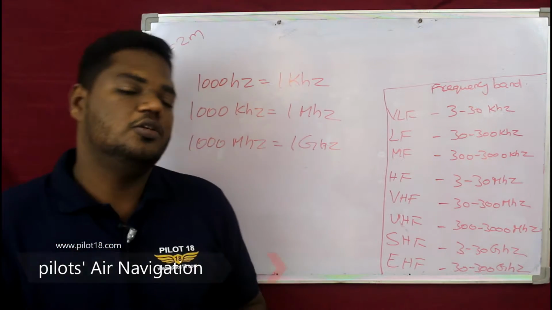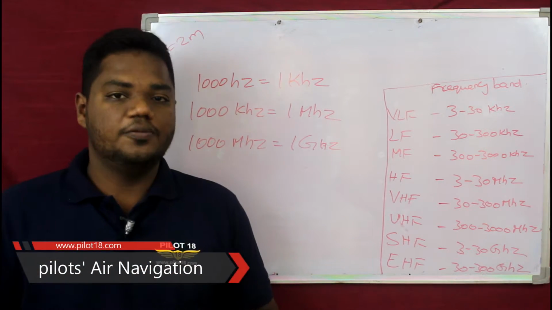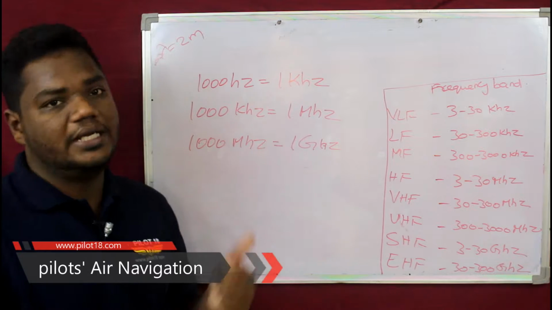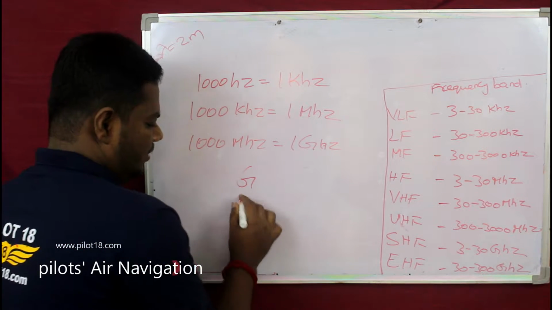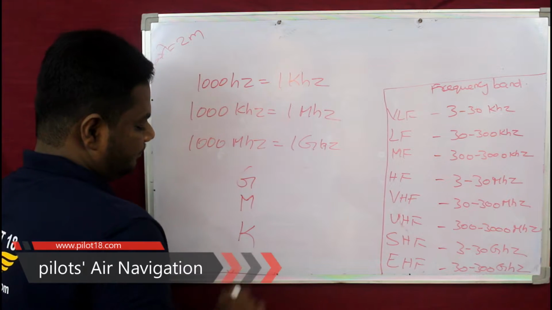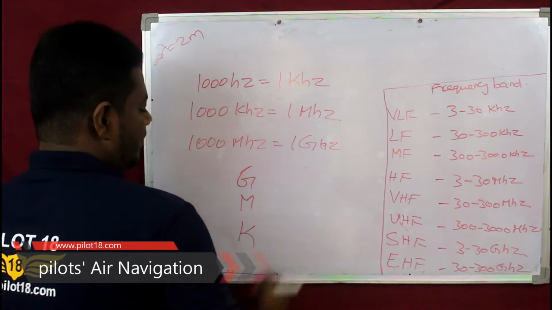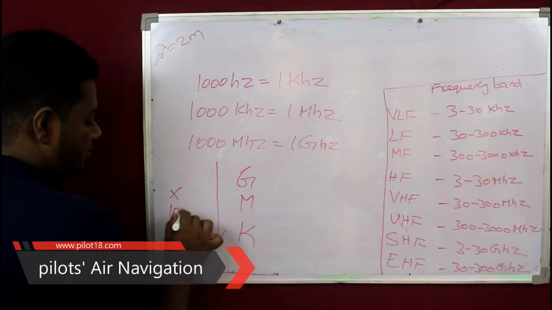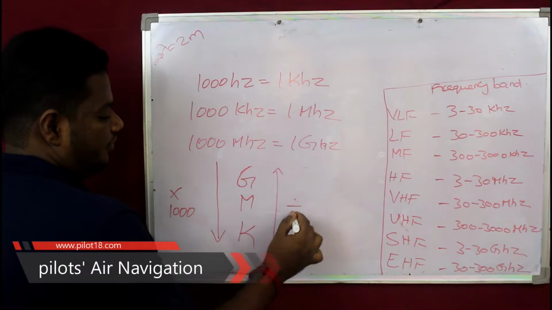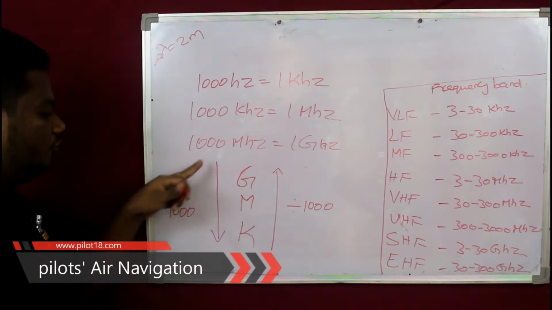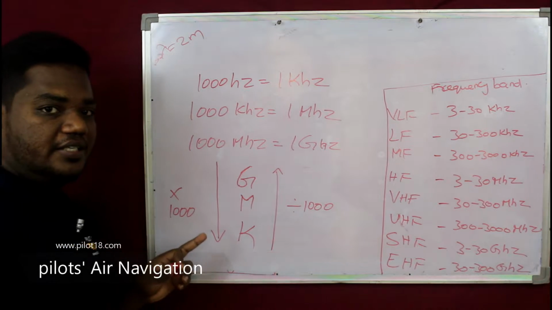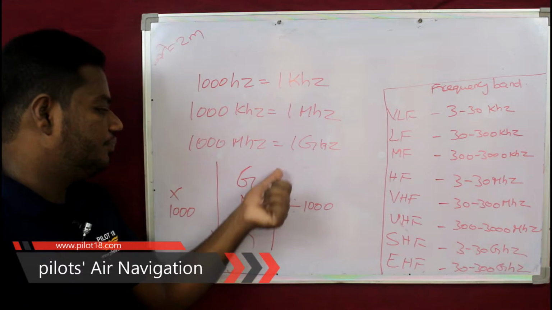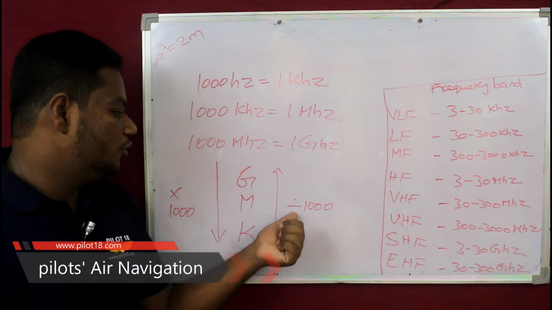Additionally, you must know how to convert from one unit to another, for example from gigahertz to megahertz. There is another method: you can write GMK. When you go down you multiply by 1000, and when you go up you divide by 1000. When you fall, the speed increases, so you multiply by 1000. And when you climb, climbing is done at slower speed, so you divide by 1000.